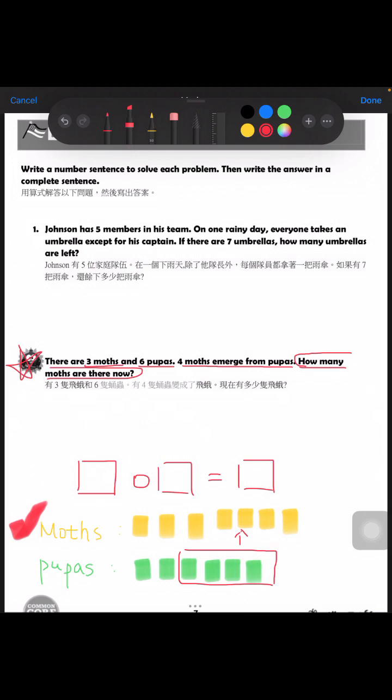So at the beginning, how many moths are there? Yes, 3 moths. 1, 2, 3. And then 4 moths emerge from the pupae. So we add them together. 3 plus 4 equals how many? Yes, it's 7. So there are 7 moths now.